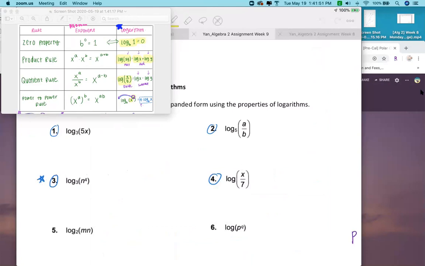So go ahead and do 1 through 4 and answer number 3 for me in the chat, so I know you're with me right now. And if there's any of them that you're still confused about, please let me know too, so I can go over it.